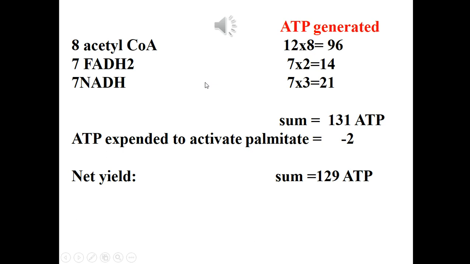So we can calculate the energy or ATP molecules generated from beta oxidation of palmitic acid by this simple mathematical calculation. 8 acetyl-CoA. Each acetyl-CoA produces 12 ATP by Krebs cycle. So we multiply 12 by 8, equal to 96.